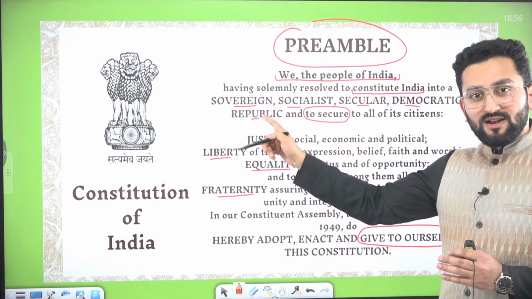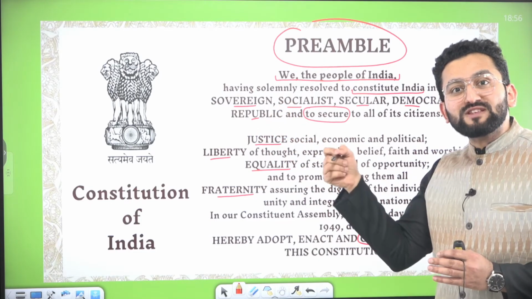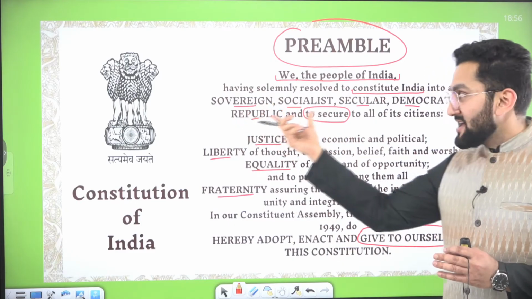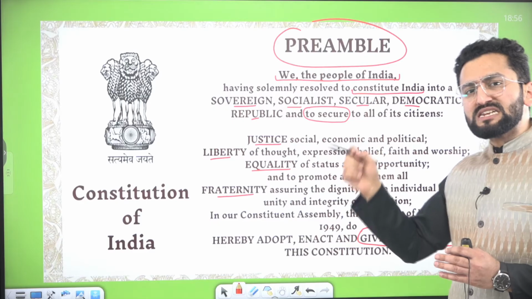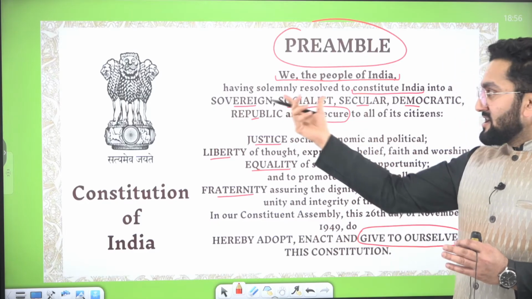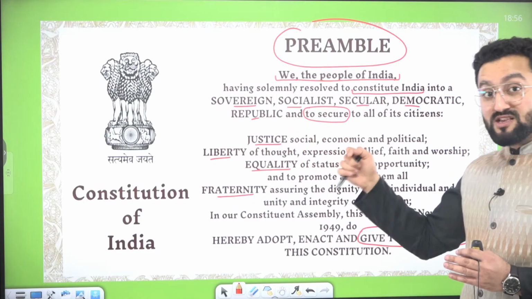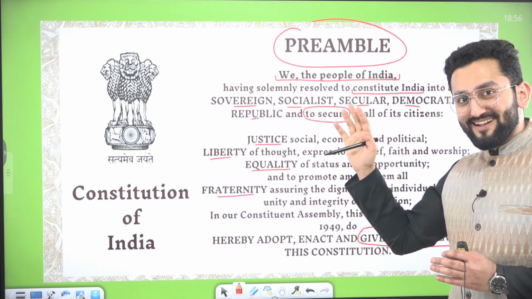Now, having solemnly resolved to constitute India, it means the people of India are constituting India into a sovereign... Now we are talking about the nature of the state, which we are calling India. It is sovereign, it is socialist. We are going to understand each keyword, right? Sovereign, socialist, secular, democratic, republic. Now these are features of the Indian state, right?